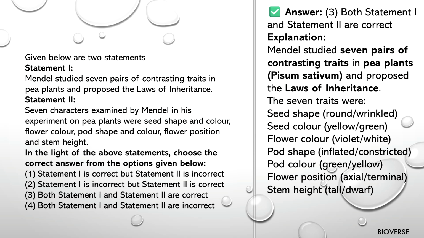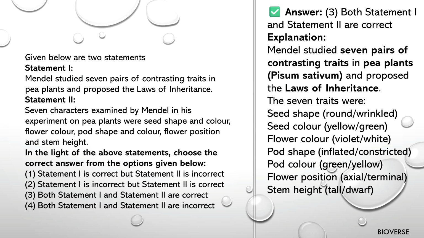In the light of the above statements, choose the correct answer from the options given below. 1. Statement 1 is correct but statement 2 is incorrect. 2. Statement 1 is incorrect but statement 2 is correct. 3. Both statement 1 and statement 2 are correct. 4. Both statement 1 and statement 2 are incorrect. Answer is 3. Both statement 1 and statement 2 are correct.